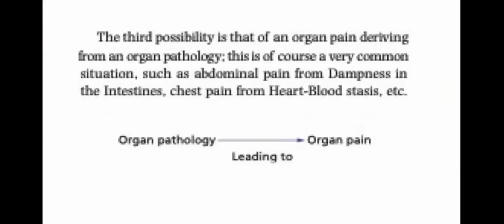The third possibility is that of an organ pain deriving from an organ pathology. This is, of course, a very common situation, such as abdominal pain from dampness in the intestines, chest pain from heart blood stasis, and others. So organ pathology can lead to organ pain.